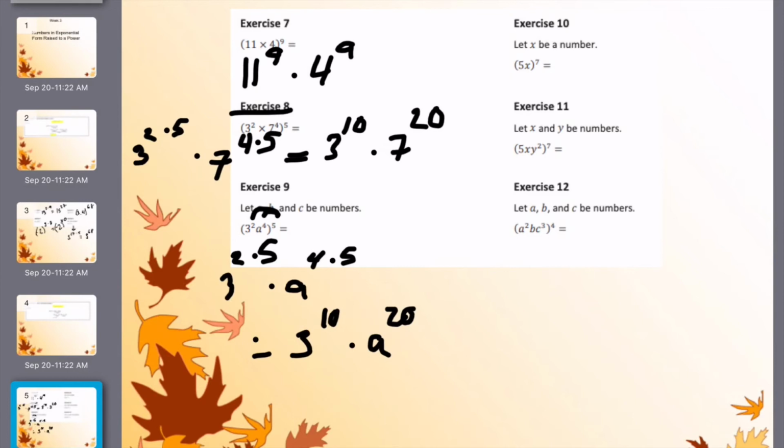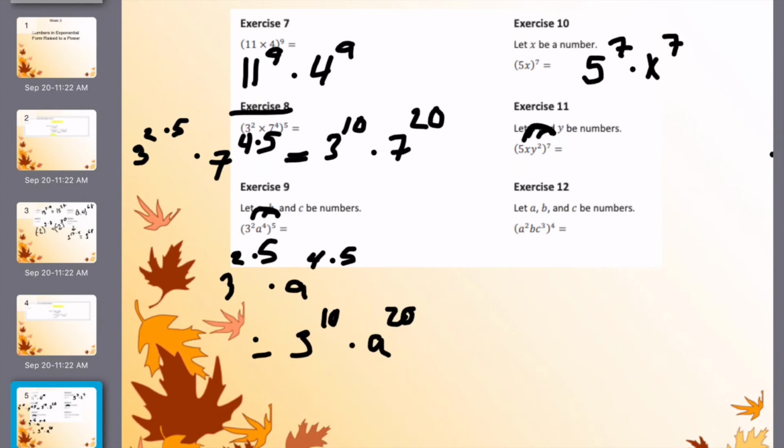Let's look at exercise 10. So let x be a number. This is 5 to the 7th times x to the 7th. It is the same thing. I need to distribute that to both. And normally we would figure out what 5 to the 7th is, but right now we're just going to keep moving on. So same thing for exercise 11. Distribute that to each term.